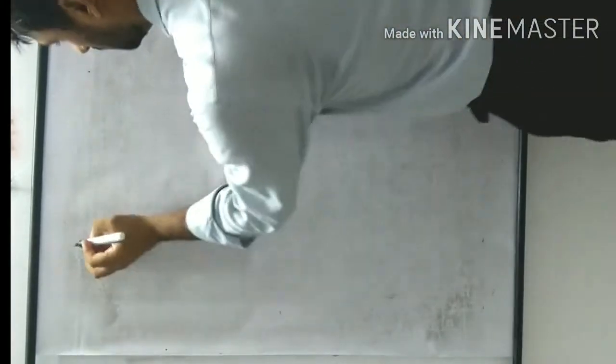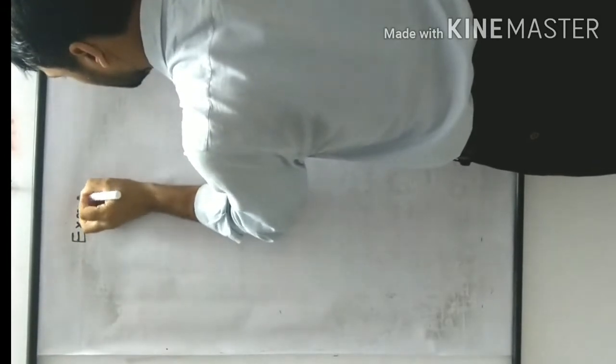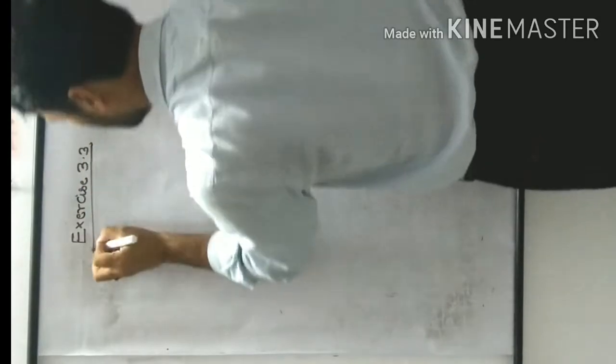So children, continue with the exercise that we had done. Now I'm telling you questions from exercise 3.3, the objective questions. Exercise 3.3. Now, first, this is on page number 51.